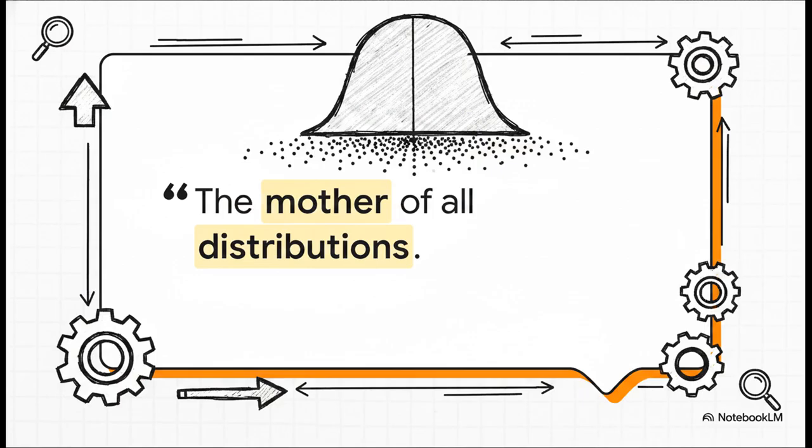Now, why is that? Well, it's because so many processes, both in nature and things we've created, are the result of many small, random factors all adding up. A person's height, for instance, isn't determined by just one single thing. It's the result of countless genetic and environmental factors all contributing a little bit. And the sum of all those little random influences is what creates this pattern. It's the default, the foundation upon which so many other statistical tools are built. Understanding it isn't just helpful, it's non-negotiable.